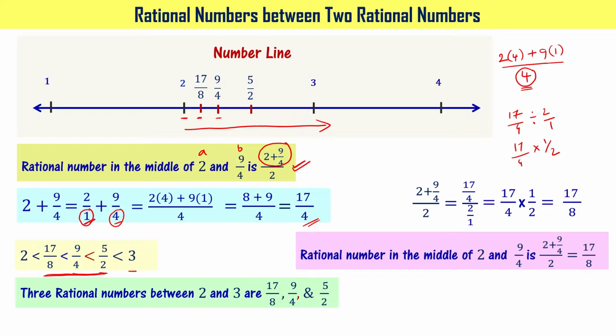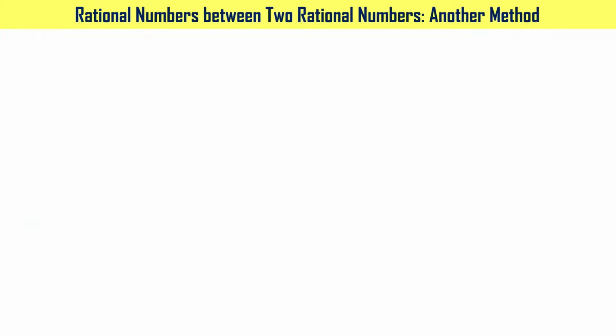Similarly, you can write 10 numbers, 20 numbers, doesn't matter. But the only problem is it becomes tedious because you have to always find the average of two rational numbers and then again repeat this process, right? There is an alternate method for this. When you are asked to write a few rational numbers, there is an alternate method. Let's look at that method now.